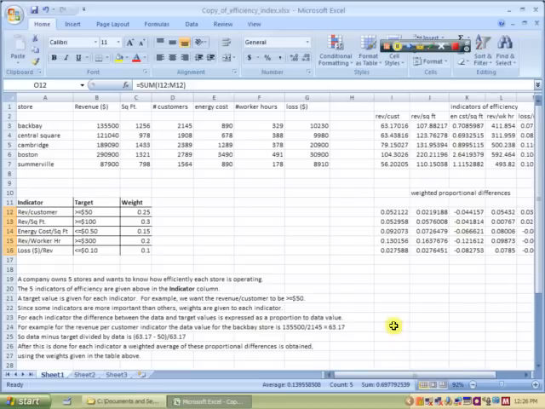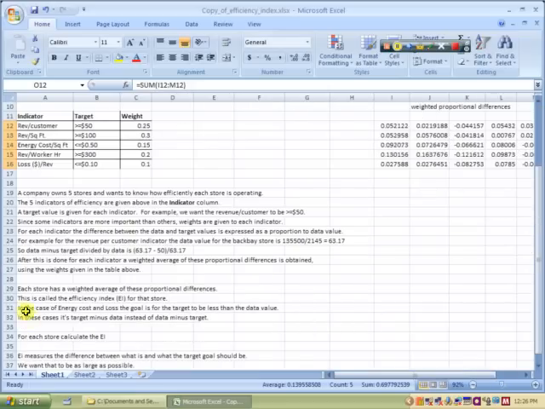Now I promised to show you that bit about the minus. It says here, in the case of energy costs and loss, the goal is for the target to be less than the data value. So that's the other way around. Okay, and that's it.